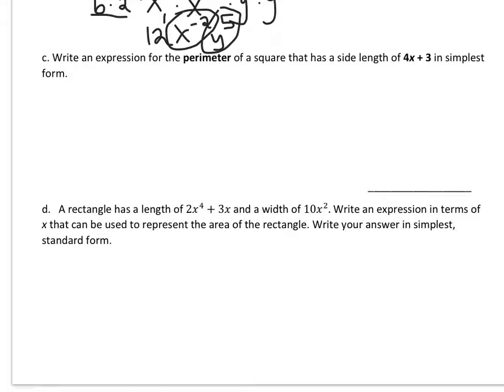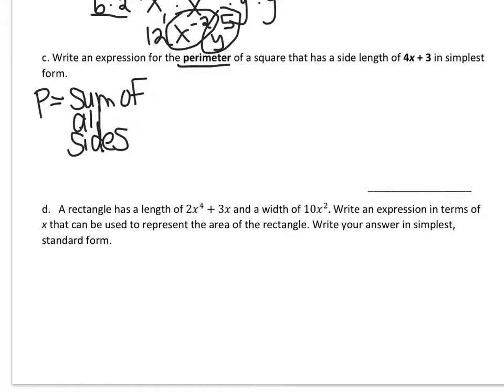Here we're being asked to write an expression for the perimeter of a square. Perimeter is found by finding the sum of all sides. So we're talking about addition, not multiplication here. We have a square. We know a square has 4 equal side lengths. And they're telling us one of those side lengths is 4x plus 3. Well, since it's a square, all 4 of those side lengths are 4x plus 3.